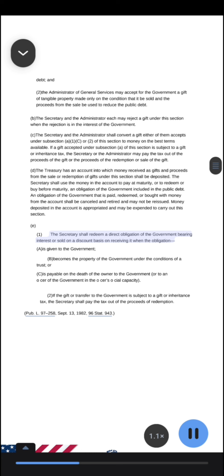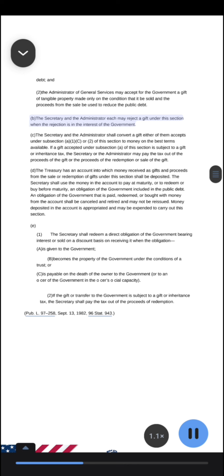943. The Secretary shall redeem a direct obligation of the government bearing interest or sold on a discount basis on receiving it when the obligation A. is given to the government, B. becomes the property of the government under the conditions of a trust, or C. is payable on the death of the owner to the government or to an officer of the government in the officer's official capacity. Debt, and 2. The Administrator of General Services may accept for the government a gift of tangible property made only on the condition that it be sold and the proceeds from the sale be used to reduce the public debt.